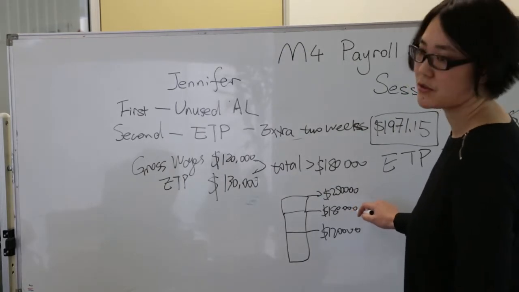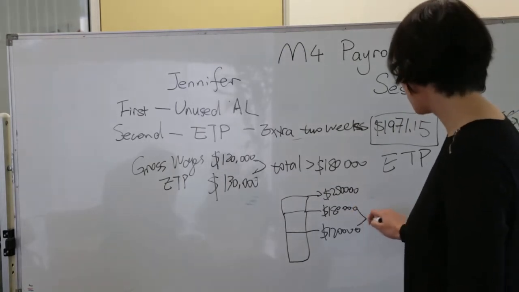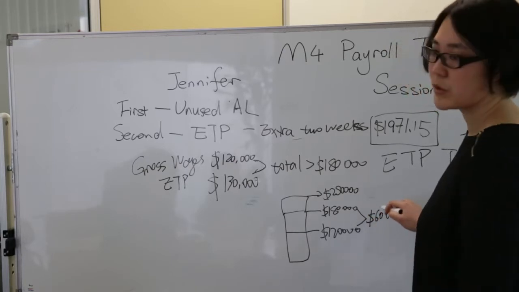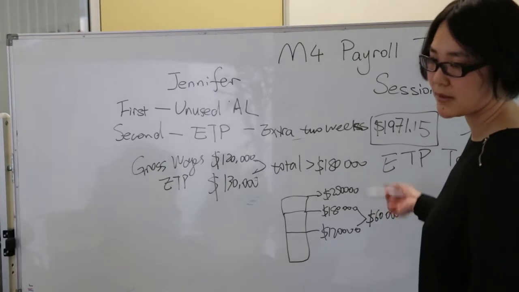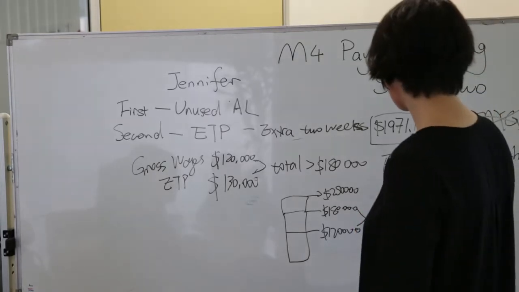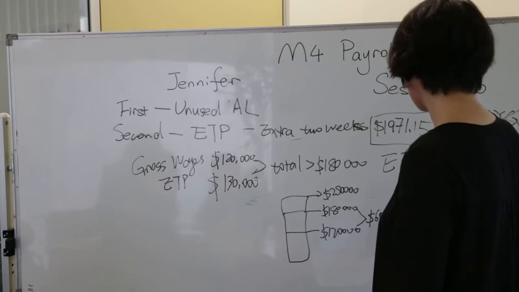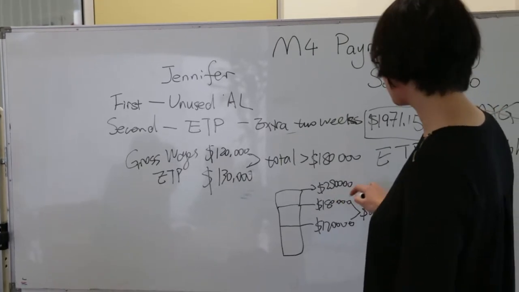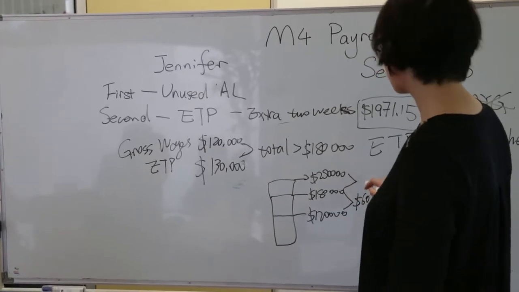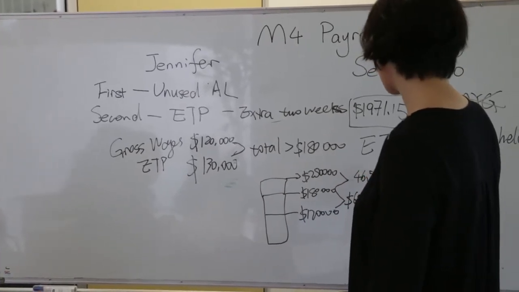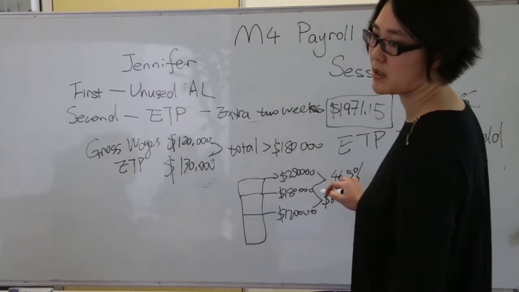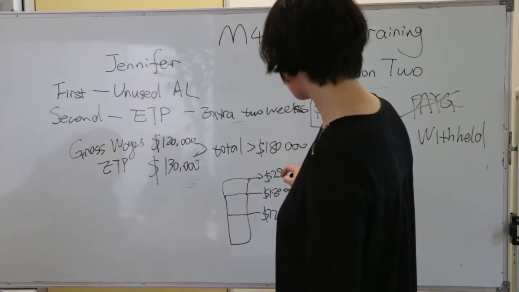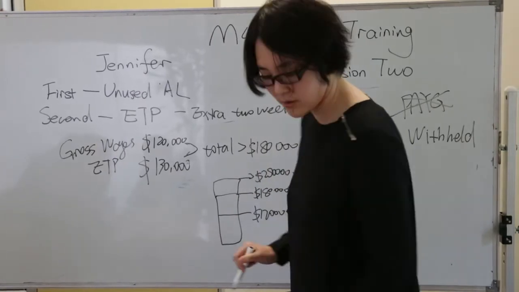So under 180, this part, 60,000. We assume this employee is under age 60, so we use 31.5%. But for the part already above 180,000, we use a marginal rate, 46.5%, to calculate the ETP tax withheld. So it's a different part, but for us, we don't need to consider this part.